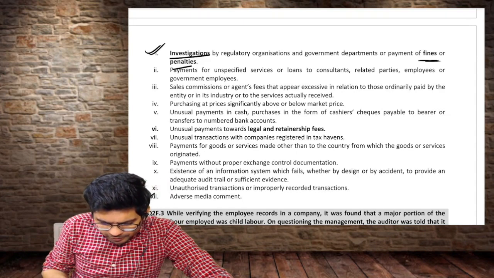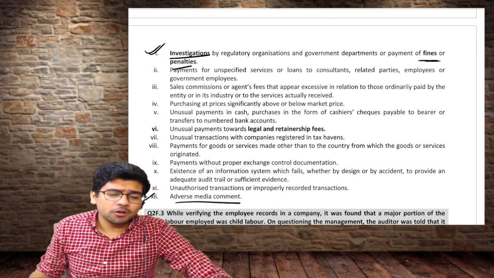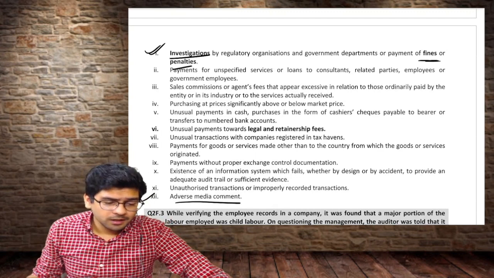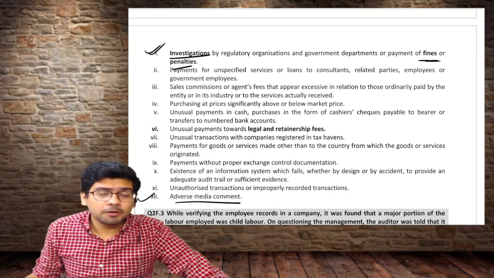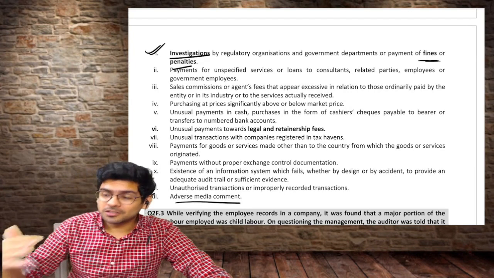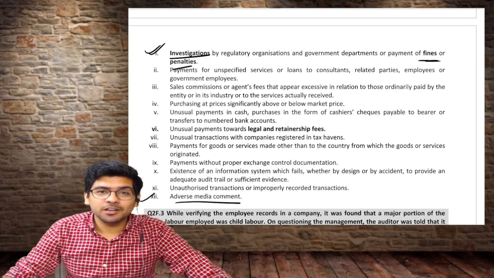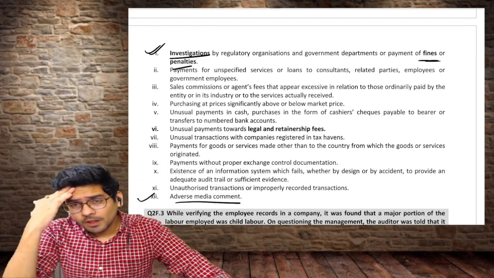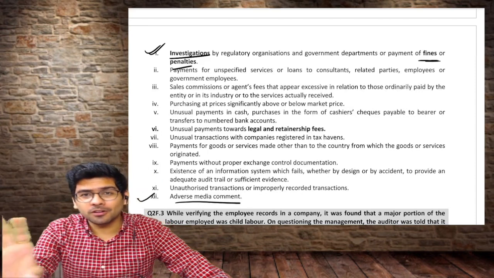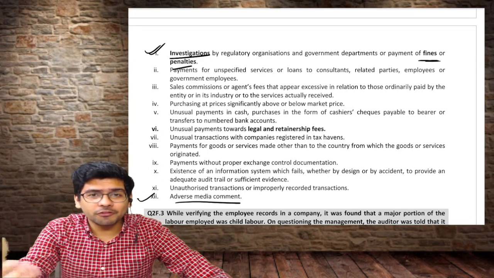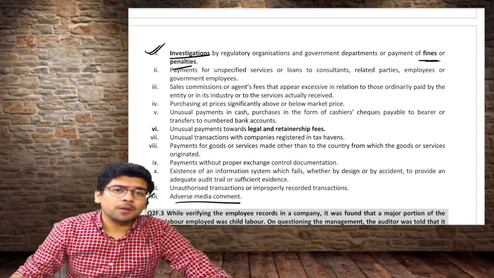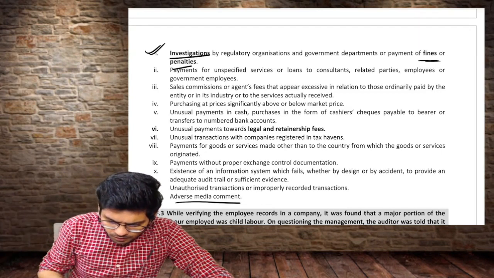Let's go through some of the points. Adverse media comment. All of a sudden, the name of your company is in the news. People are giving adverse remarks regarding your company, maybe because you violated some law. If you harm animals during your work, or if you engage child labor, the human rights people, PETA and the animal rights groups will obviously come, and there will be adverse media comments.